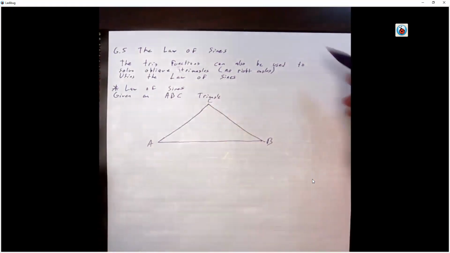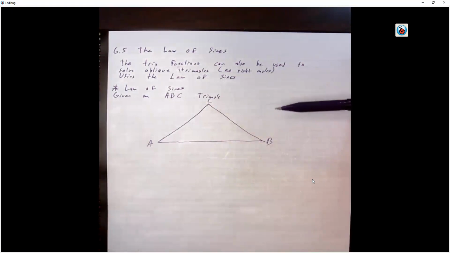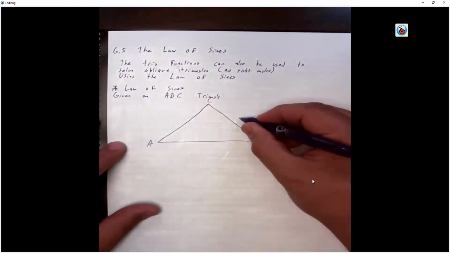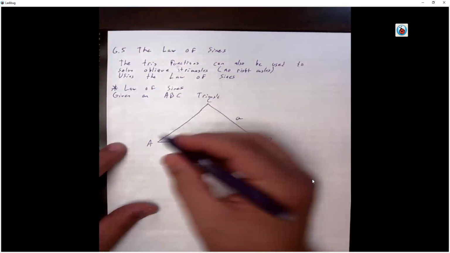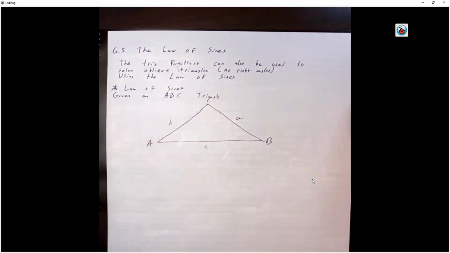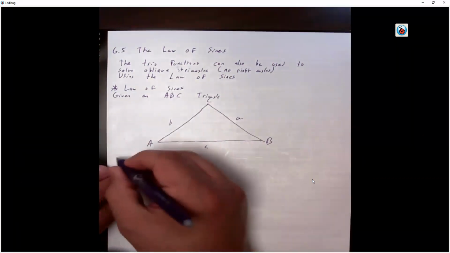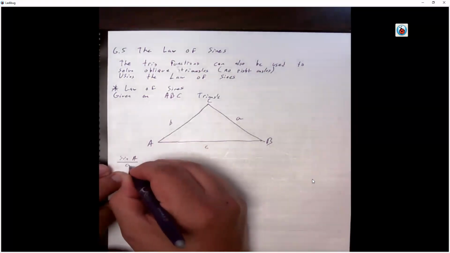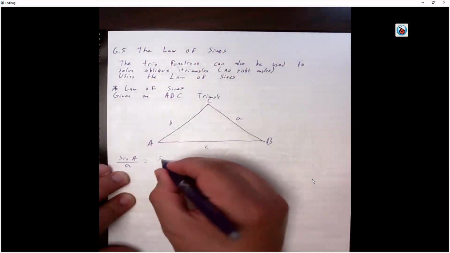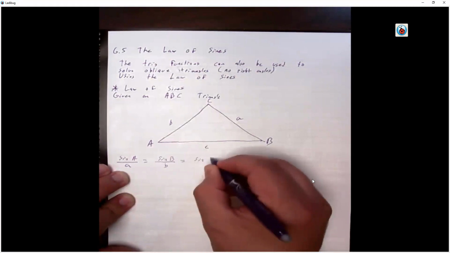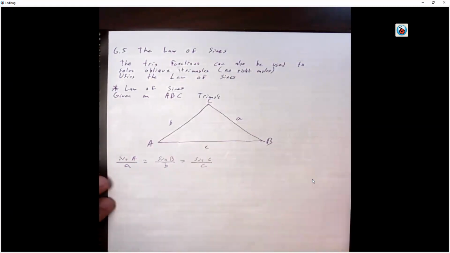But it doesn't. So capital ABC will be the angles. Opposite to those angles will be the sides, lowercase a, b, and lowercase c. So those are the sides. The formula says that the following ratios are equal. This is the law of sines. Sine A over a is equal to sine B over b, which is equal to sine C over c.